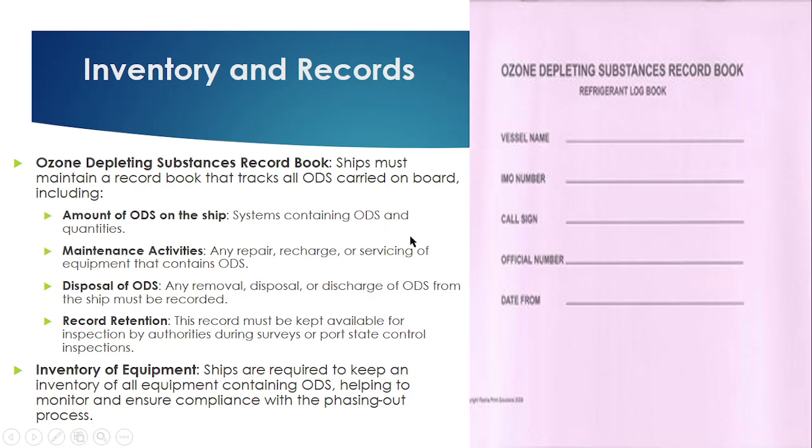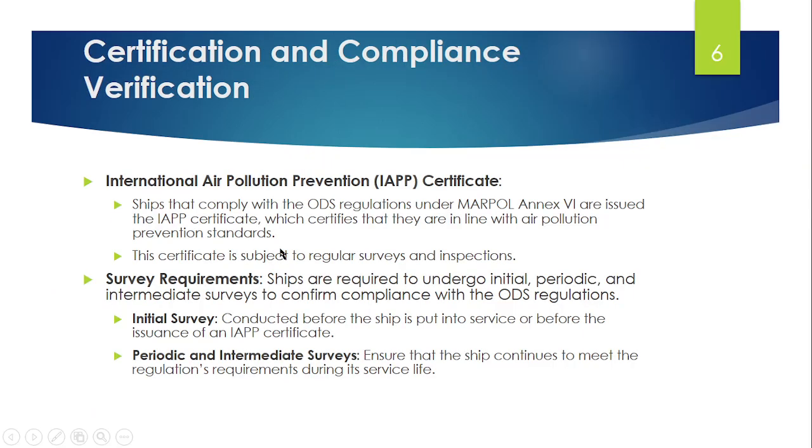So on board there is an ozone depleting substance record book, in which everything is recorded. Now if your ship is complying with the ODS regulation, then it will be mentioned under the IAPP certificate that you are complying with the ODS regulation. If it is not complying, then the ODS column will not be ticked. In that case, your ship will not be fit to sail as you are not complying with MARPOL Regulation 12. So the survey requirement says that after the initial survey you have to undergo periodic and intermediate surveys to confirm that you are complying with the ODS regulation.